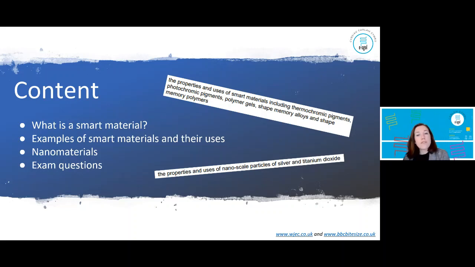The first one is the smart materials that you will need to know. So if I read it as it is, the properties and uses of smart materials, including thermochromic pigments, photochromic pigments, polymer gels, shape memory alloys and shape memory polymers. And then the bottom white box is in relation to the nanomaterials. So the properties and uses of nanoscale particles of silver and titanium dioxide.